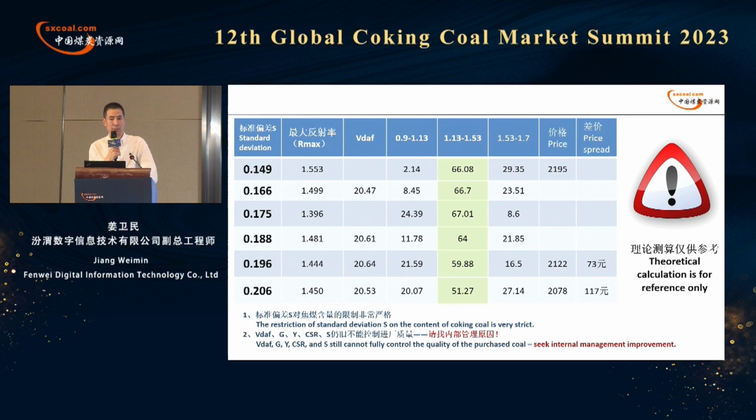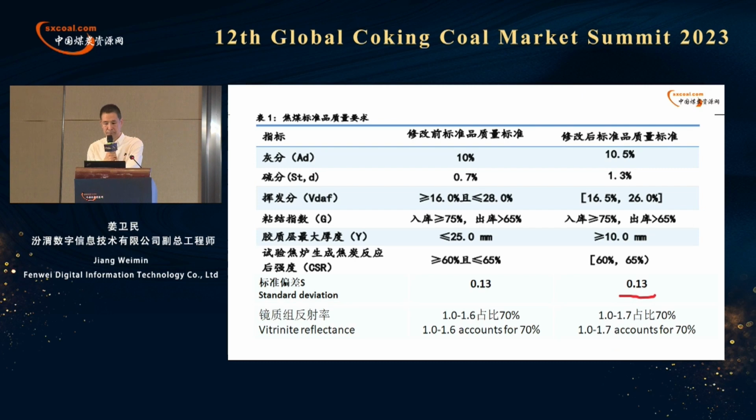Then the second conclusion is that volatile matters and G, Y, and CSR and S still cannot fully control the quality of purchased coal. So I'm saying that even if you use standard deviation, you cannot guarantee the quality of the coal. You have to be very careful when you are settling a contract. And now let's take a look at the quality standard and requirement for futures.